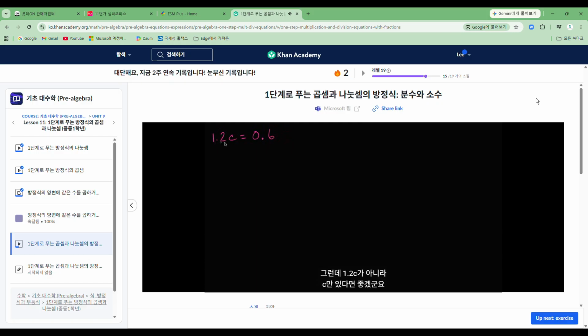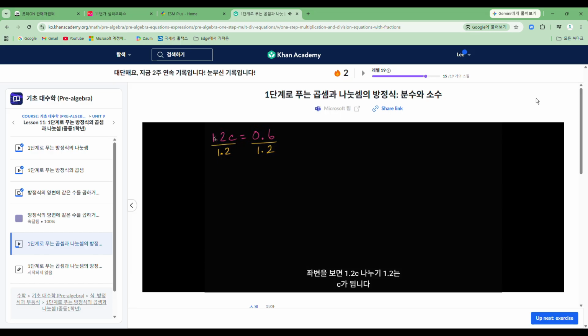It'd be great if this just said c instead of 1.2c. So what could I do there? Well, I could just divide by 1.2. But as we've seen multiple times, you can't just do that to the left-hand side. That would change it. You no longer could say that this is equal to that if you only operate on one side. So you have to divide by 1.2 on both sides.